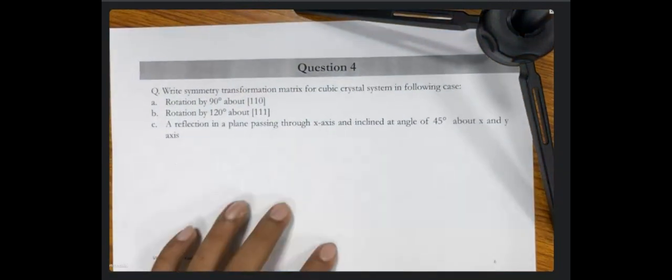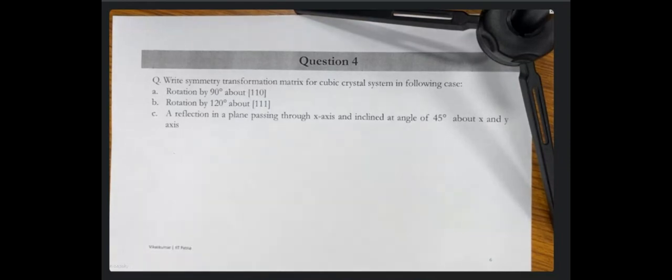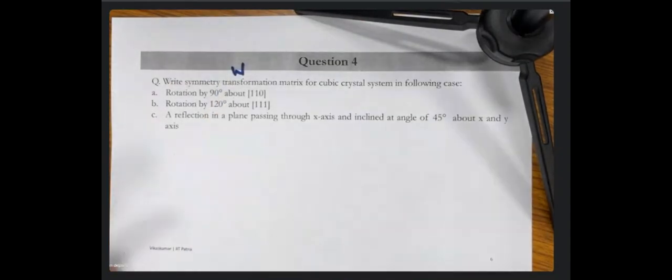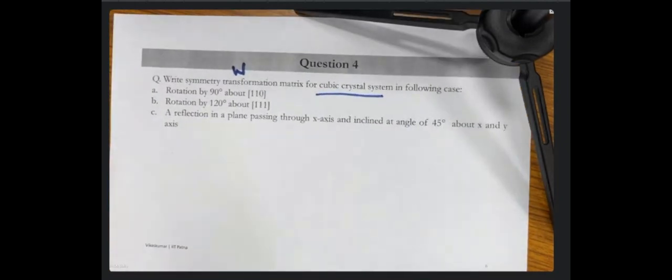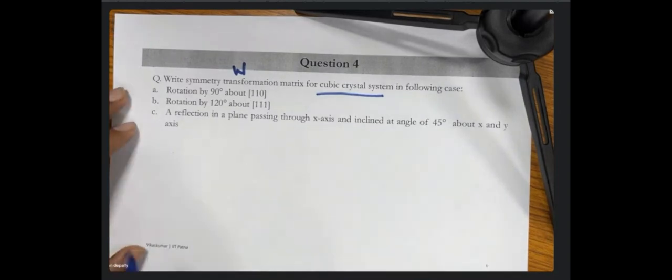Okay, so now let's move to the next question, question number 4. Let's read it first. Write the symmetry transformation matrix. So this time we have to write the symmetry transformation matrix for a cubic system in the following cases. Okay, let's go with case number 1 first. So we need to write W.